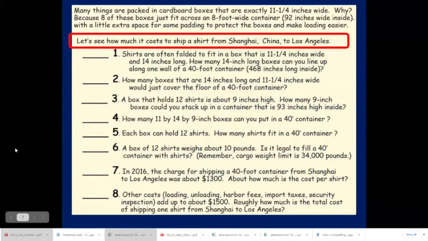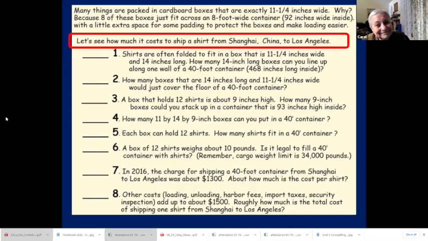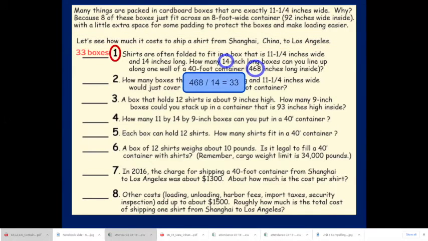So let's see how much it costs to ship a shirt from Shanghai, China to Los Angeles. The first step: the shirts are folded to fit in a box that's 11¼ inches wide, 14 inches long. And yes, I know we included a fraction. How many 14-inch long boxes can you line up along one wall of a 40-foot container, which is 468 inches? That's the first step, and this is why we knew we had to take you through it. So we explain it's simply a division problem. We're dividing by 14, and that gives them 33 boxes.